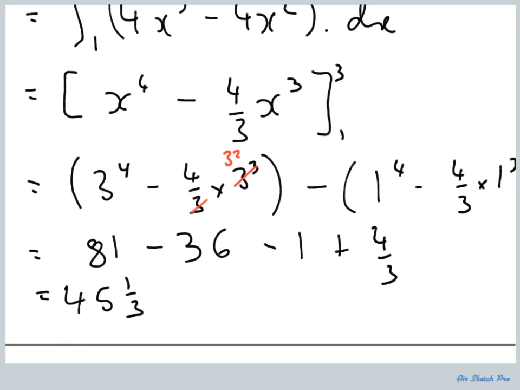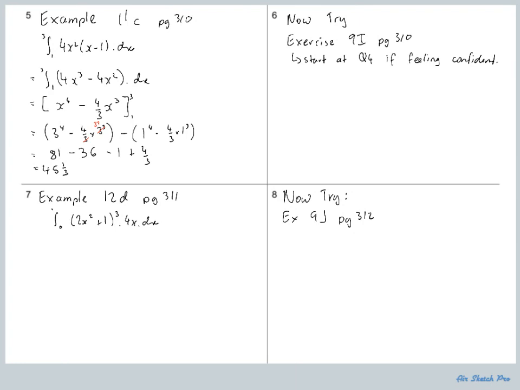I think that's right, off the top of my head. And that's it, that's your answer, 45 and a third. What do you reckon? All good?